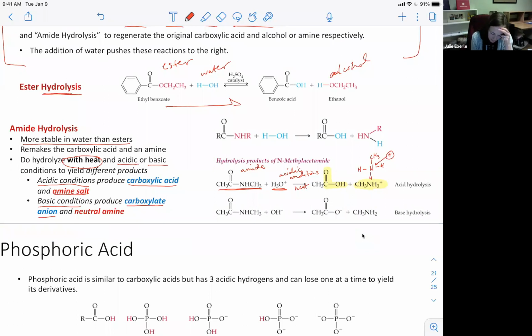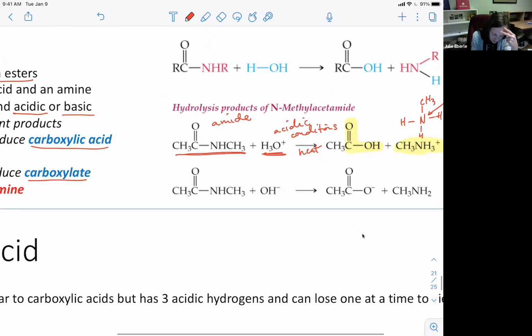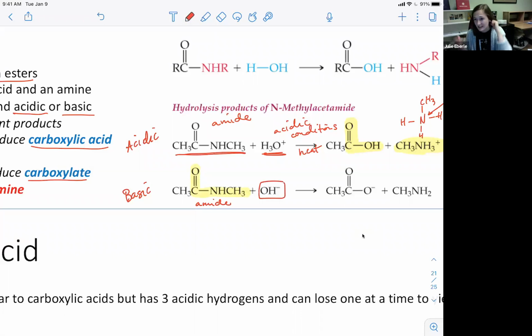Okay, so here is our, so this one is acidic conditions. This one is under basic conditions. Here is again the amide. How do I know it's an amide? This part right here, that's the amide. You see the carbonyl carbon and you see the nitrogen group branched off it. This right here tells me OH minus, that's a base. So I'm hydrolyzing this under basic conditions.